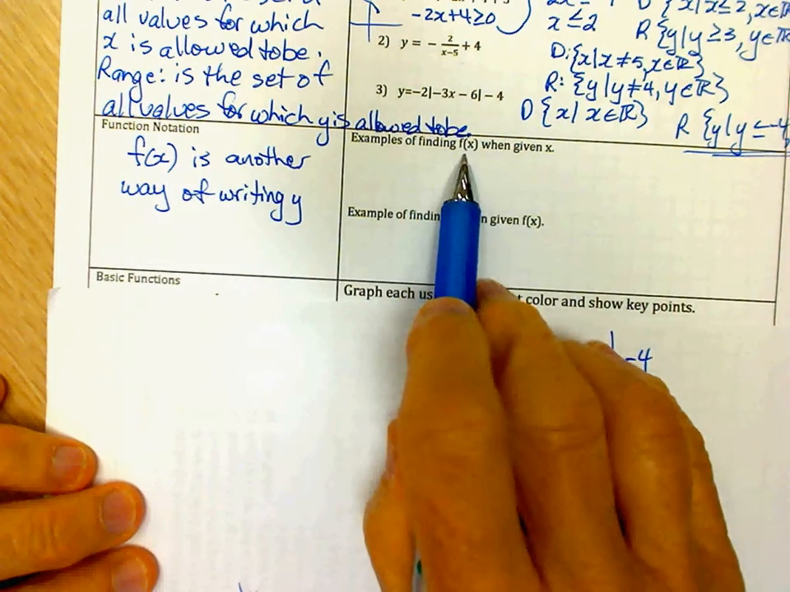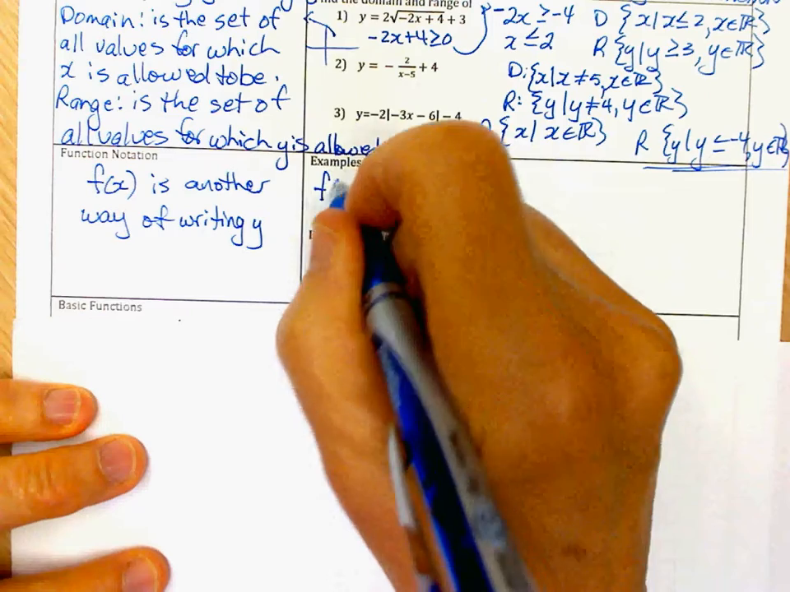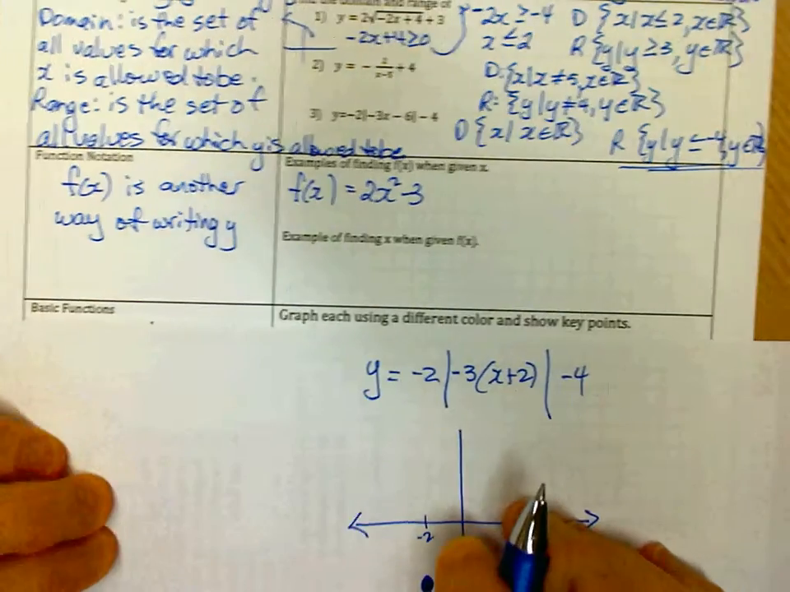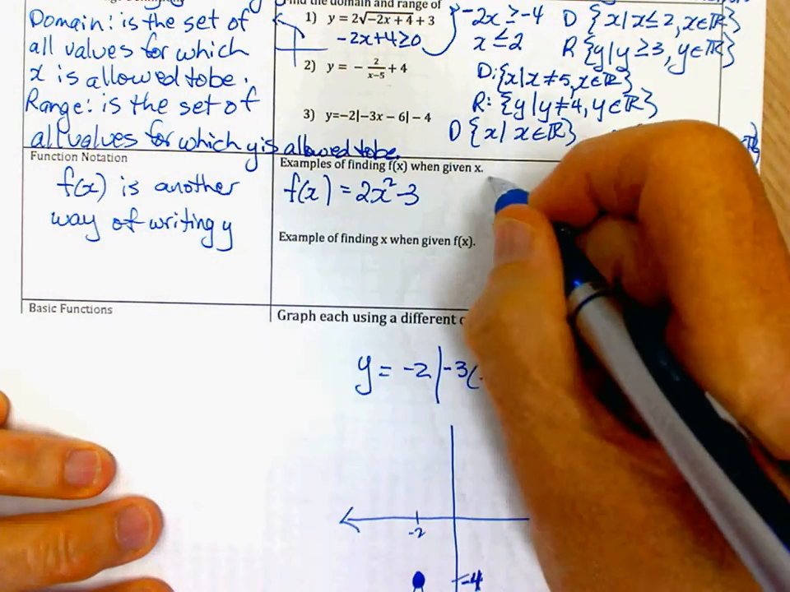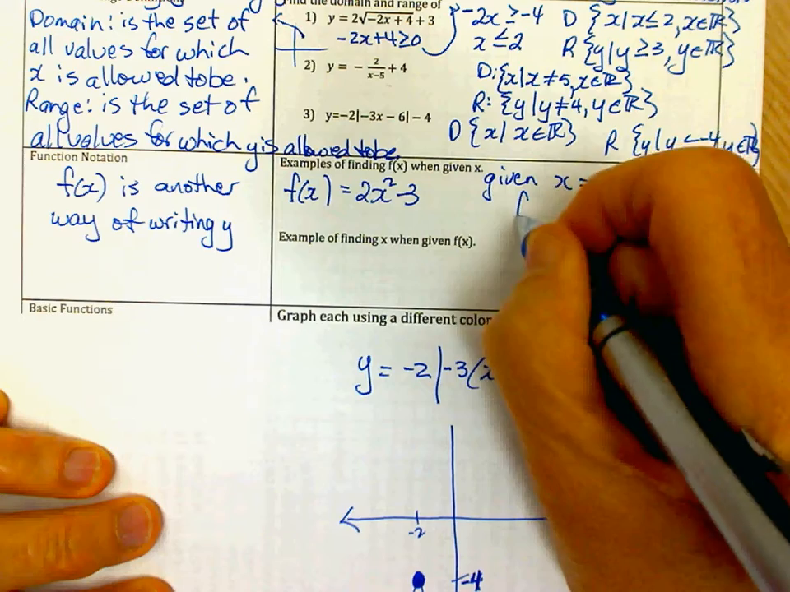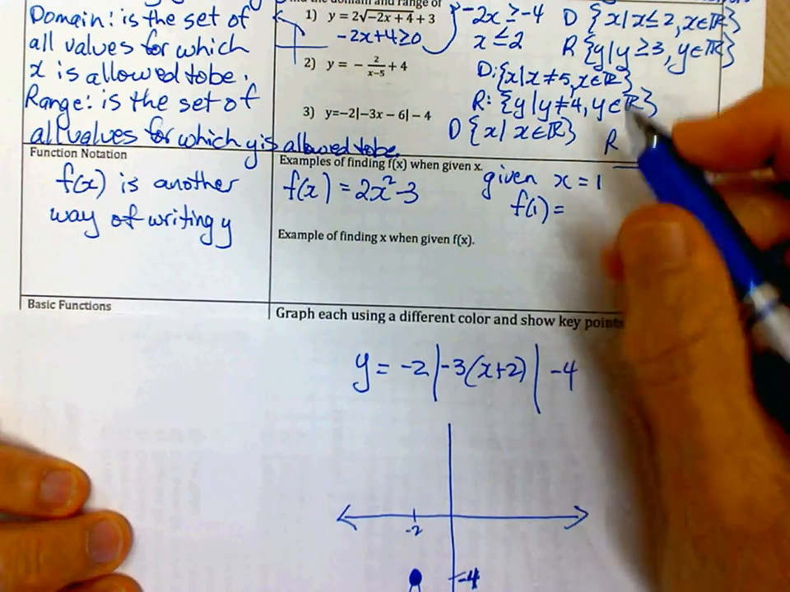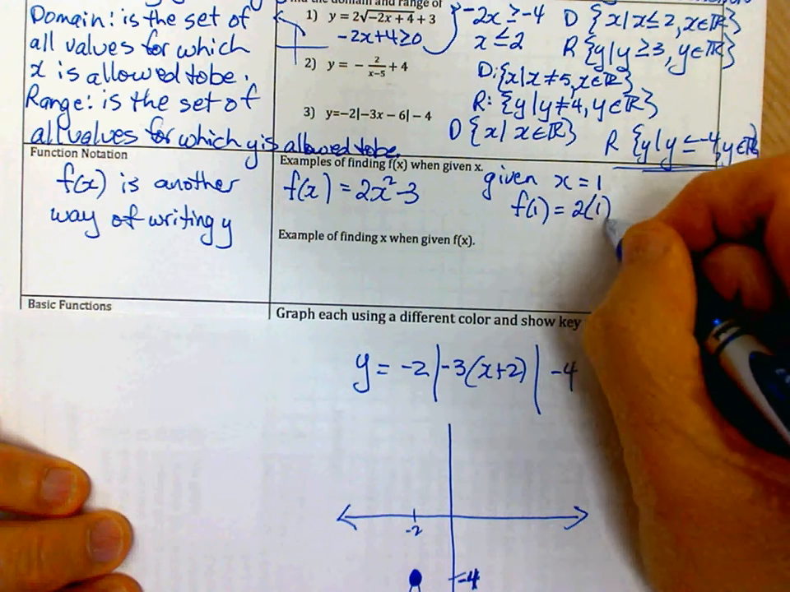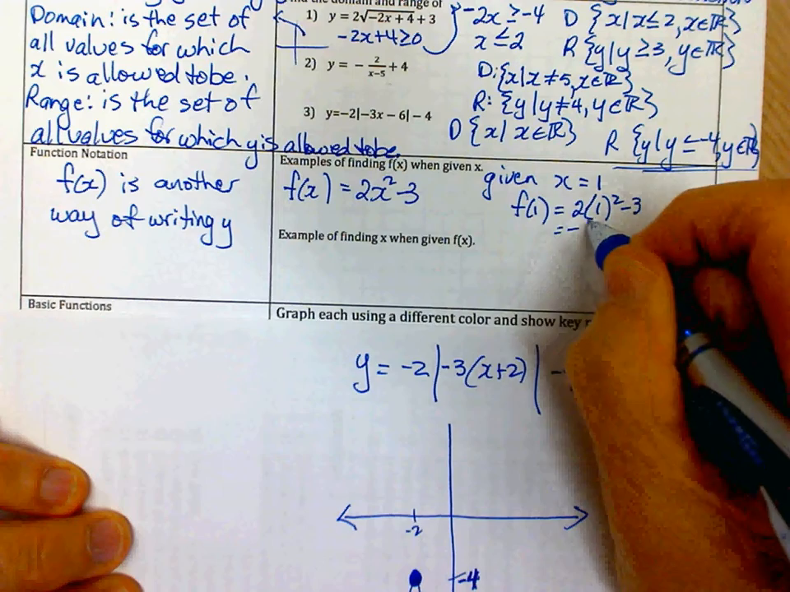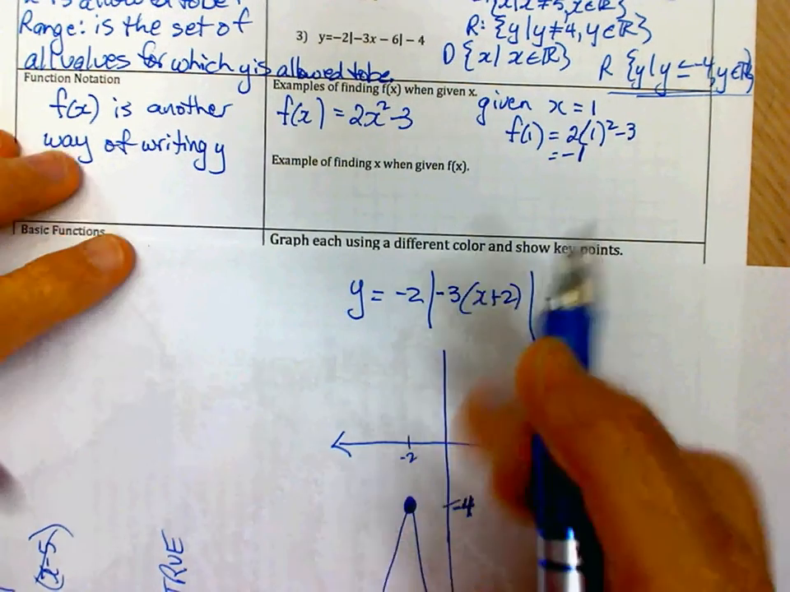Well, let's just make up a function. So f of x equals 2x squared minus 3. Well, finding f of, let's say we are given x equals 1. So what is f of 1? Okay, we're finding f of 1 given 1. So we're going to go 2 times 1 squared minus 3. 2 minus 3 is equal to -1. Okay? Now, another way we can use function notation is finding x when we're given f of x.